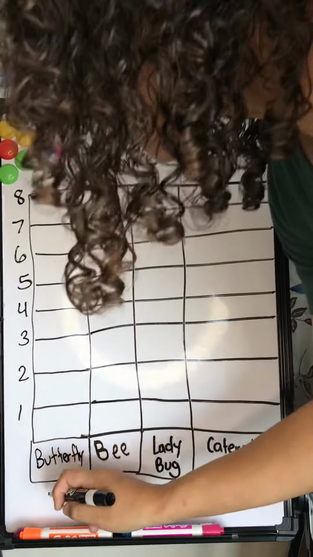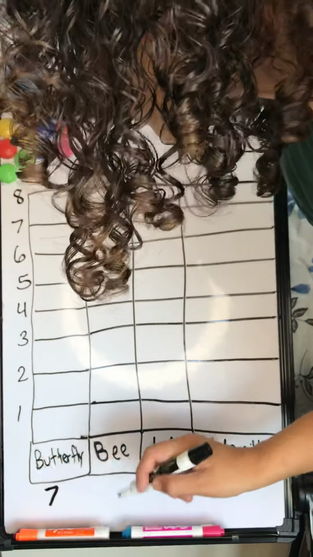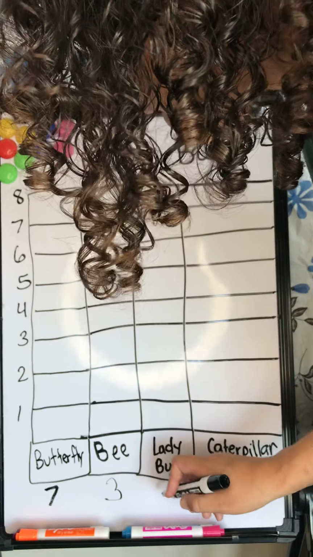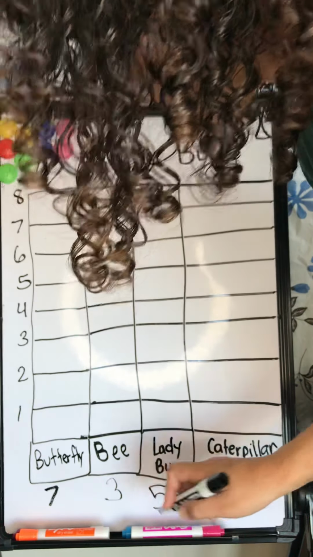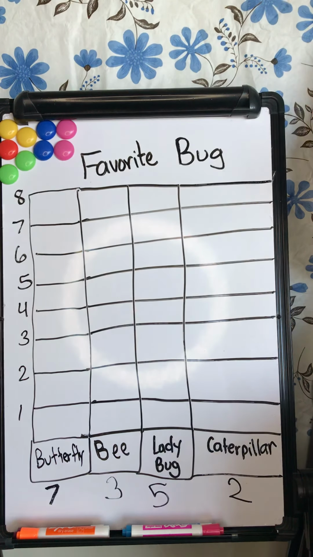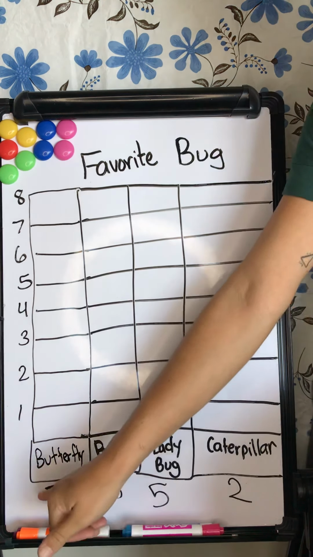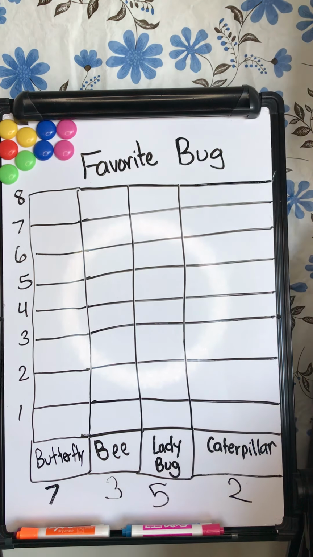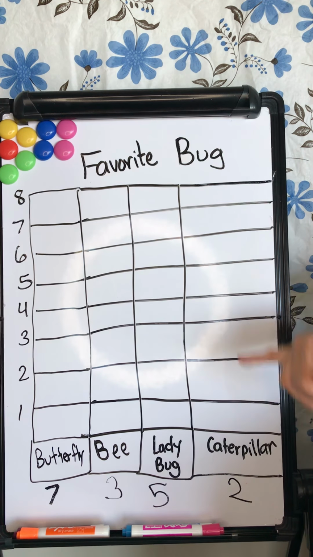Ready? So for butterfly, we had 7 votes. For bee, we had 3. For ladybug, we had 5. For caterpillar, we only had 2. All right, so there are our numbers. This is our data. We need to graph it so we can see it, because that's why we have graphs, remember? So we can see the data and information easily and understand what the numbers are telling us.